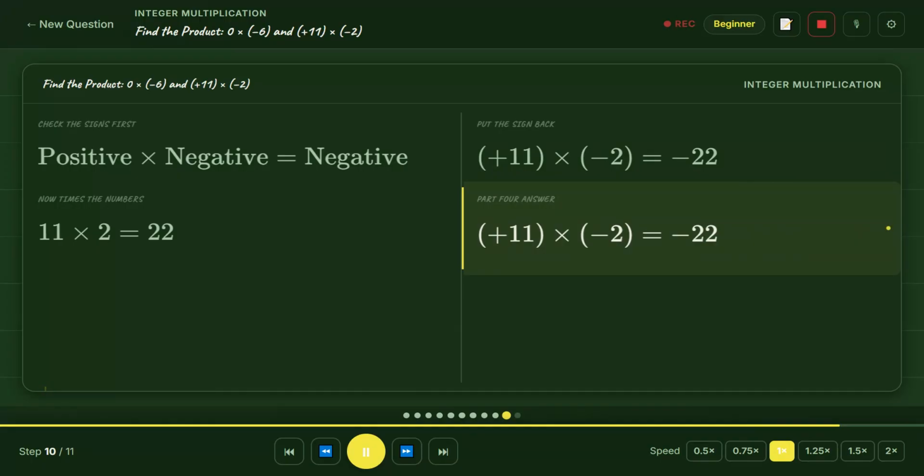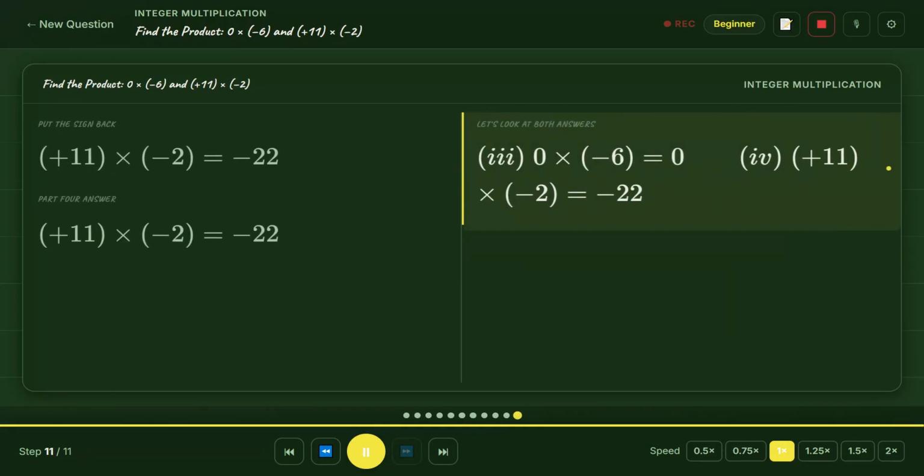Great job, you did both parts perfectly. Here are both our answers together. Remember, 0 times anything is always 0. And when signs are different, the answer is always negative. You are a math star.